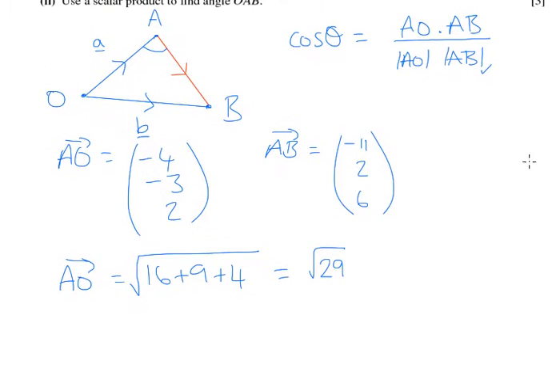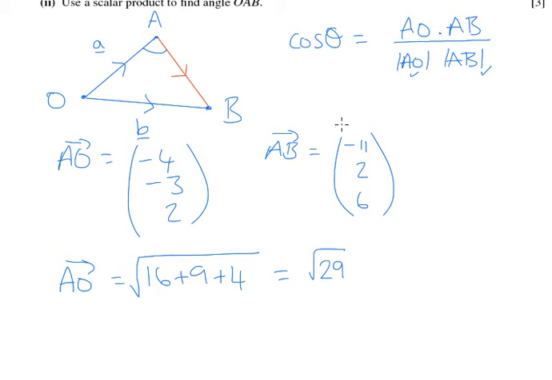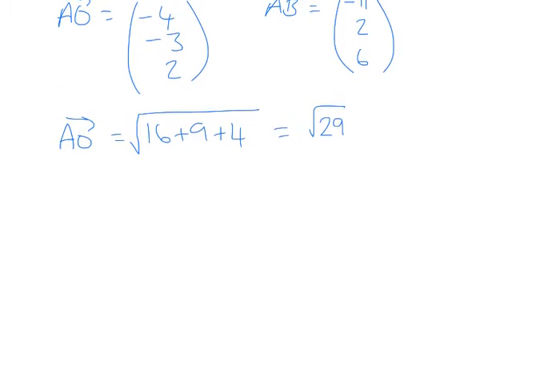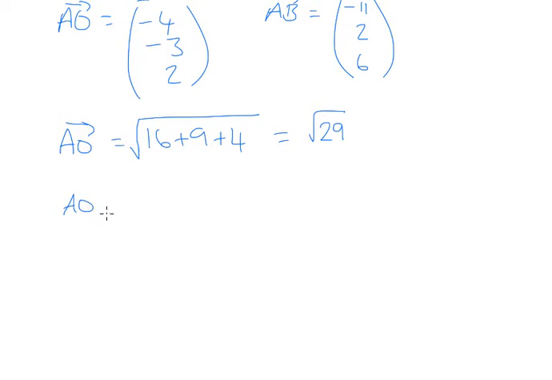So we've got the two magnitudes now. We've got A to O and A to B, and we are going to do the dot product of these two vectors to get this top part. So the dot product, A to O dotted with A to B, is -4 times -11, so that's +44, -3 times -2, so that's take away 6, and +12. So that will be 50.